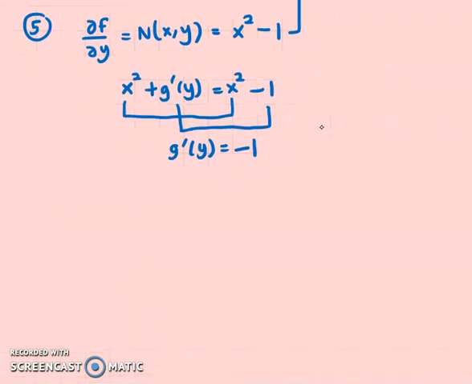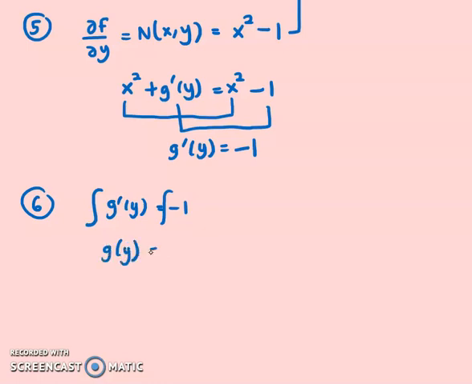The next step will be to integrate with respect to y. So we have g prime of y equals negative 1. The reason we want to integrate is to find g of y and put it back into equation 3. Integrating this will give me g of y, which is negative y. Now obviously you have plus c here, but we are not going to write it until toward the end.